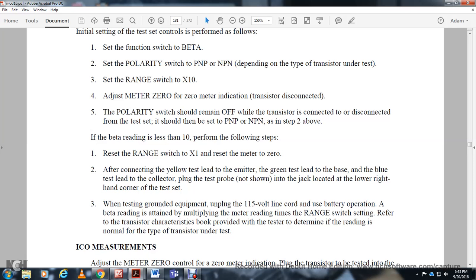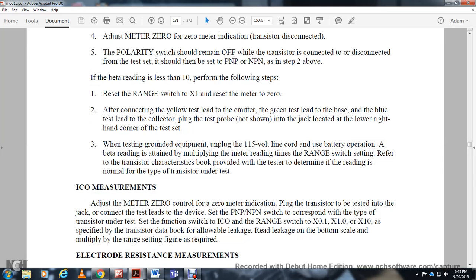When testing ground equipment, plug in the 115 volt line cord and check the battery condition. Take the meter reading and the multiplier reading, noting the range switch setting. Use the transistor characteristic book provided with the test set to determine the reading for the normal type of transistor under test. ICO: adjust the meter to 0, with the meter indicating 0, and plug the transistor to be tested into the jack, or connect it with the test leads.